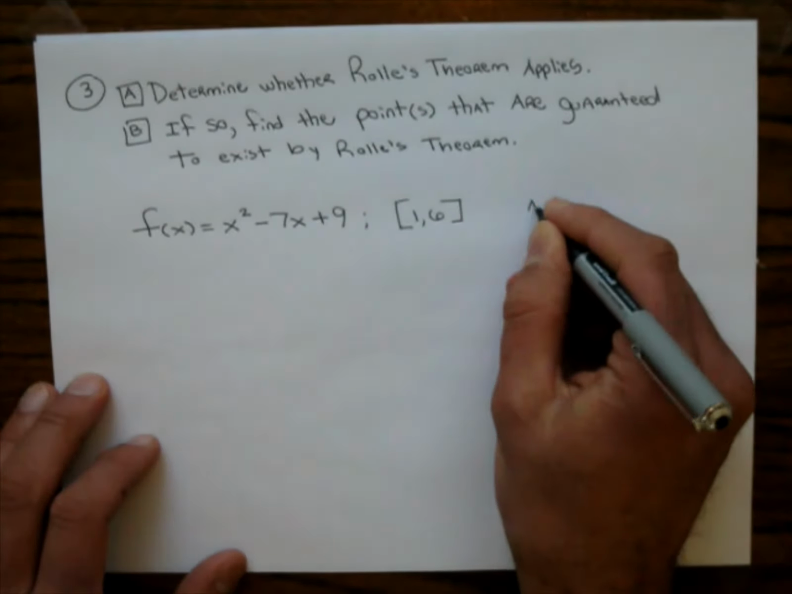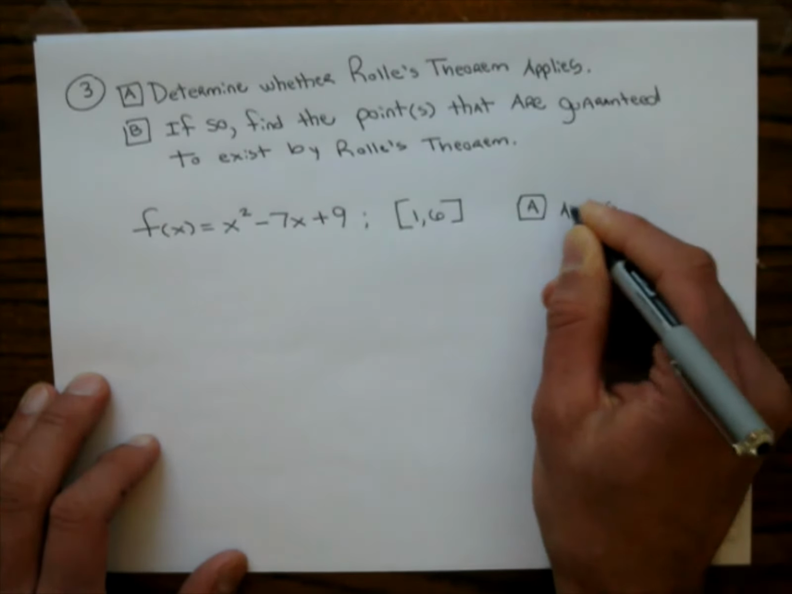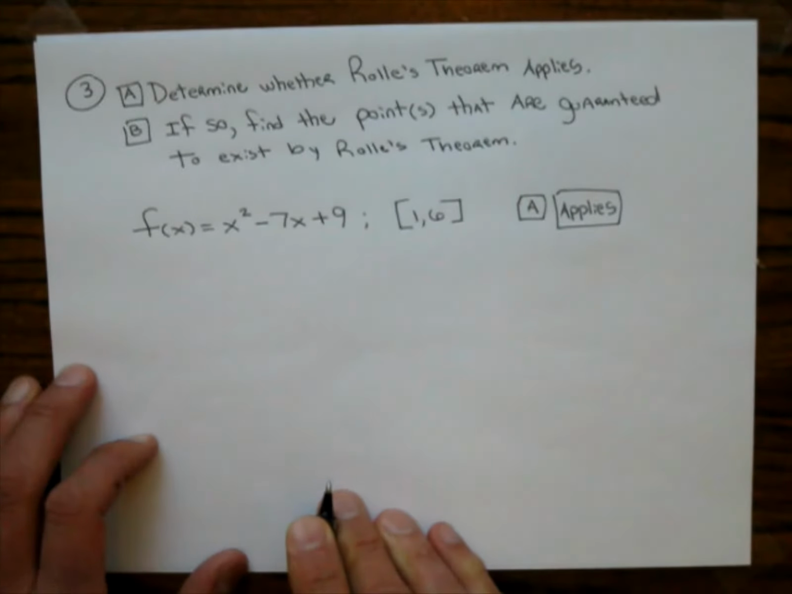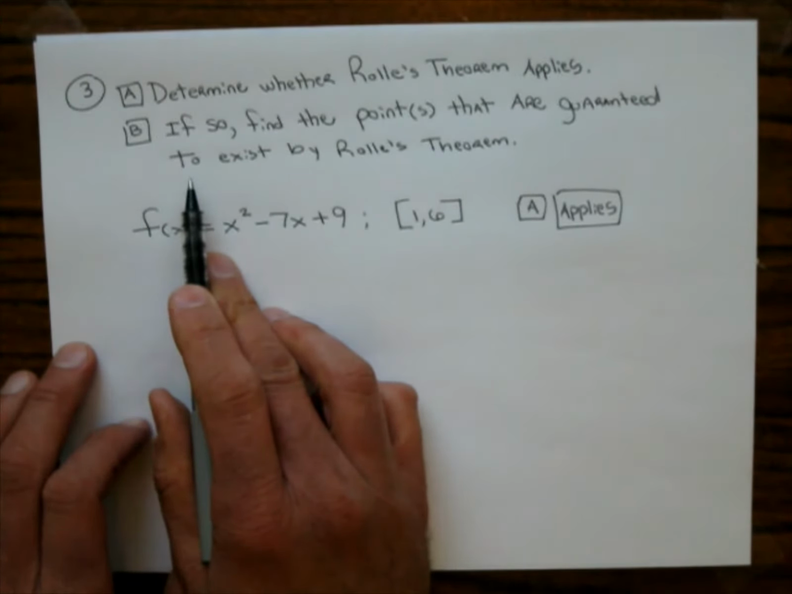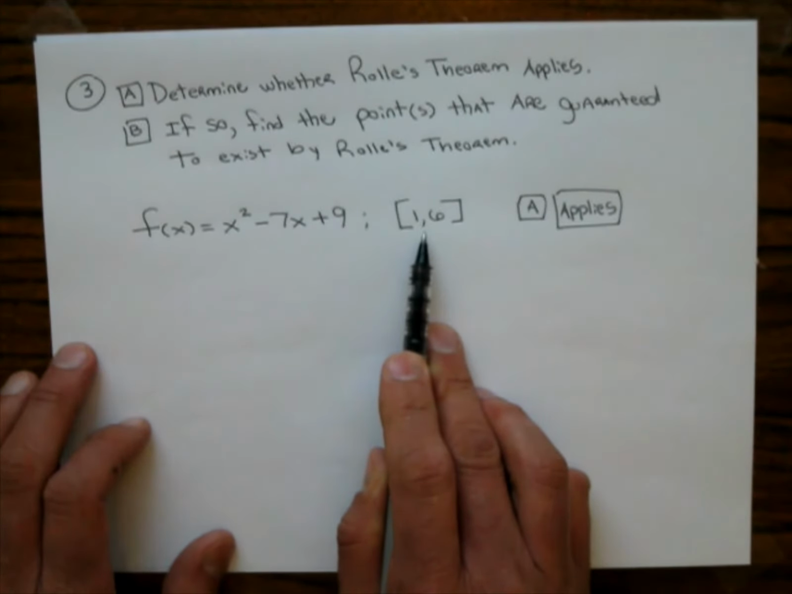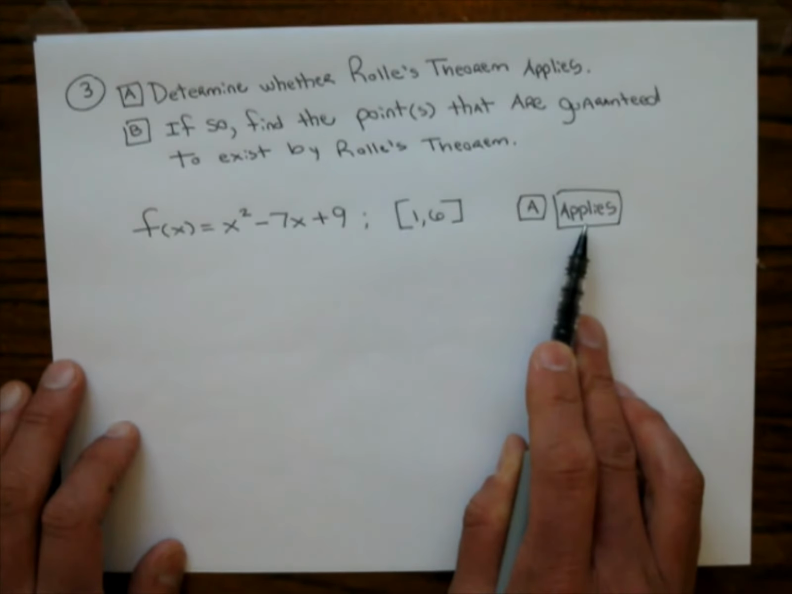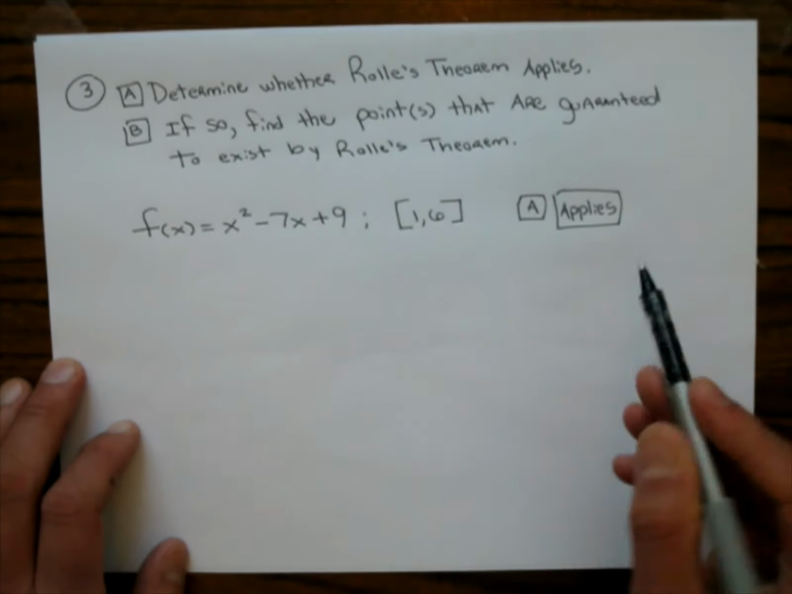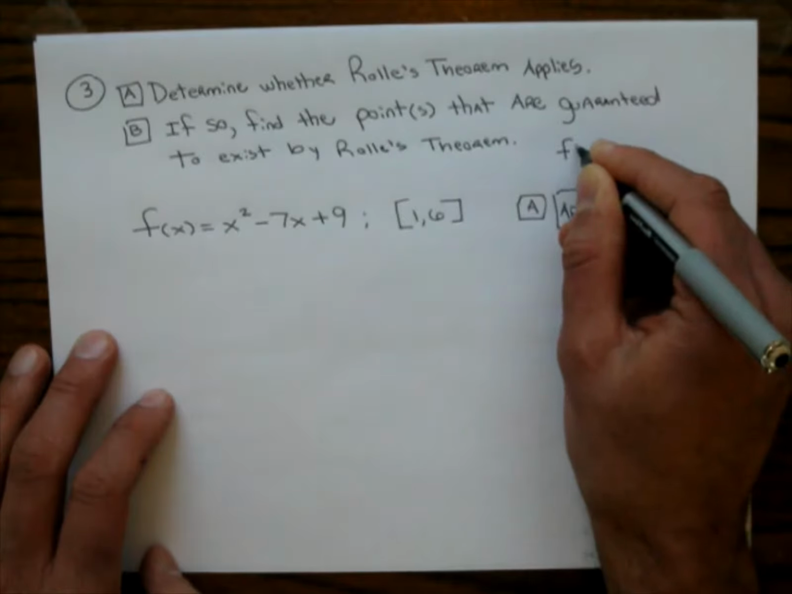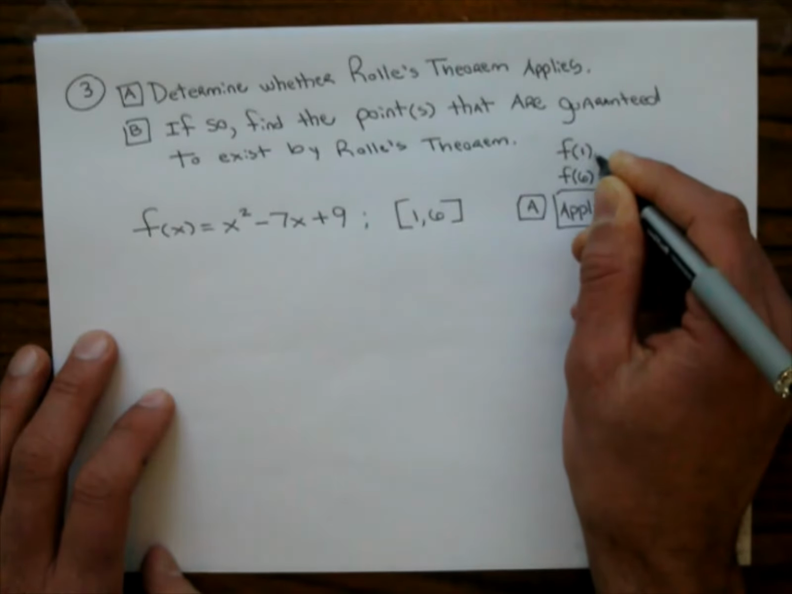So, for part A, the answer is it applies. Part B says, if so, find the points that are guaranteed to exist by Rolle's theorem. So there's a point in here where, well, actually, before I do this, I kind of jumped the gun. It's continuous and differentiable. One thing I should have checked before I did this is if f of 1 equals f of 6.